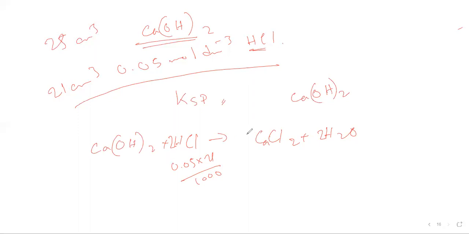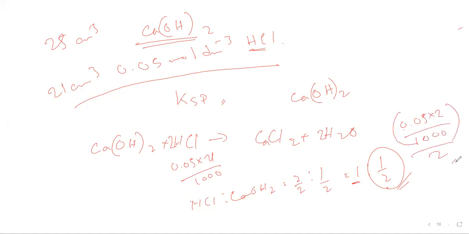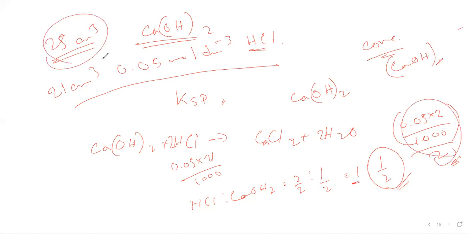If we do the molar ratio, HCl to Ca(OH)2 is 2:1. If we want to make the left side 1, we divide by 2, so we get 1 to a half. That means whatever the moles of HCl is, half of that is Ca(OH)2. So 0.05 × 21 divided by 1000, all divided by 2, is the moles for Ca(OH)2. Using this mole and this volume, we can find the concentration, which is moles divided by volume. We would get our desired concentration.